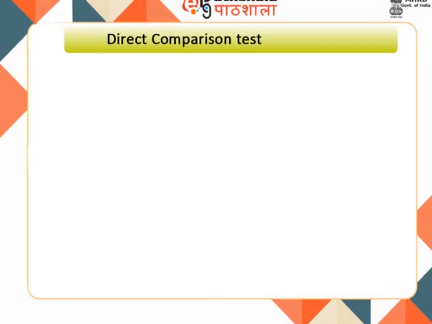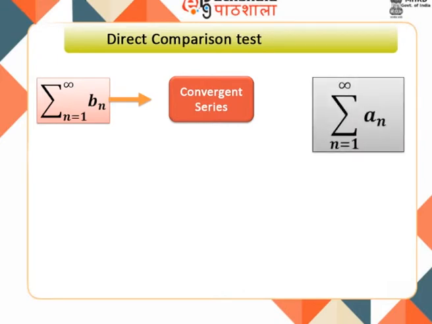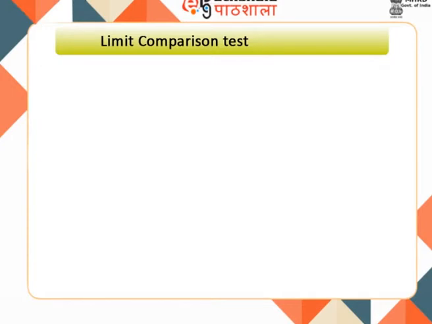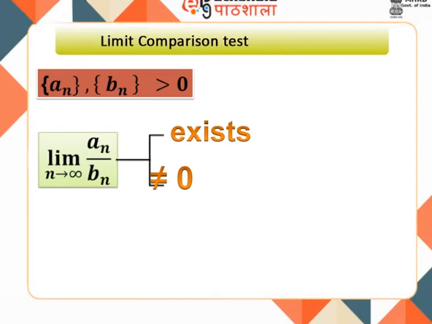Direct comparison test. If the series summation of bn where n goes from 1 to infinity is an absolutely convergent series and |an| is less than or equal to |bn| for sufficiently large n, then the series summation of an where n goes from 1 to infinity also converges absolutely. Limit comparison test. If an, bn is greater than 0 and the limit n tends to infinity of an by bn exists and is not 0, then summation of an where n goes from 1 to infinity converges if and only if summation of bn where n goes from 1 to infinity converges.